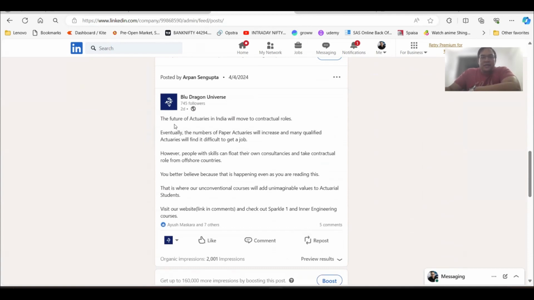Something is written here that the future of actuaries in India will move to contractual roles, and eventually the number of paper actuaries will increase, and many qualified actuaries will find it difficult to get a job, which is happening right now. I started with that theme. People with skills can float their own consultancies and take contractual roles from offshore countries, which is what the KPOs are doing now. In future, I believe that can be done by you yourself, if you have the knowledge. If you don't have the knowledge, then you have nothing to do, and you do not have the ability or the courage to float your company. But if you have that knowledge or skill, then you can do that.